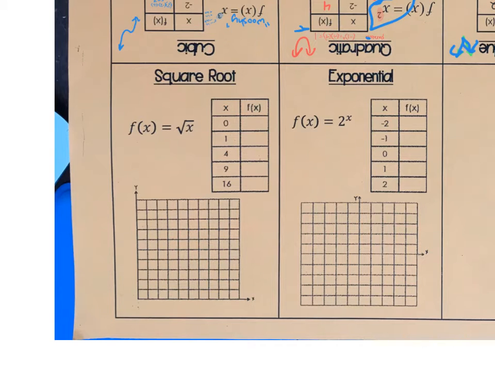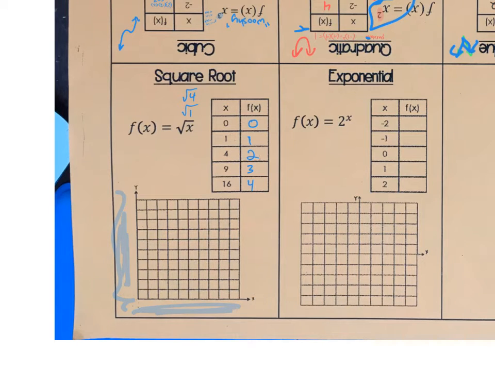Alright, square root function. Let's see what happens to this one. So, square root of 0, 0. Square root of 1 is 1. Square root of 4 is 2, 3, and 4. And then we need to graph these things. I want you to notice, though, over here on my axes, it has absolutely no negative quadrants. It's only giving you quadrant 1. So that should tell us something about its domain and range right away.